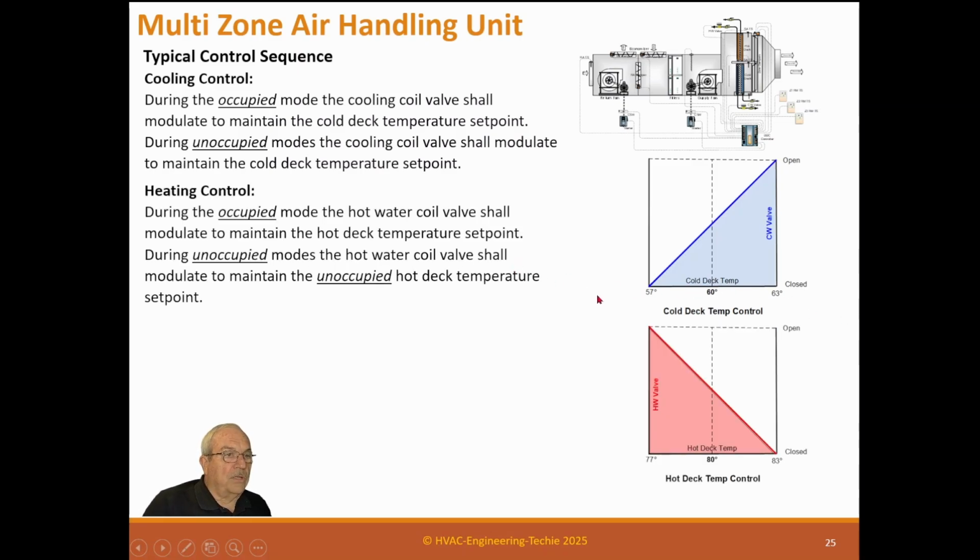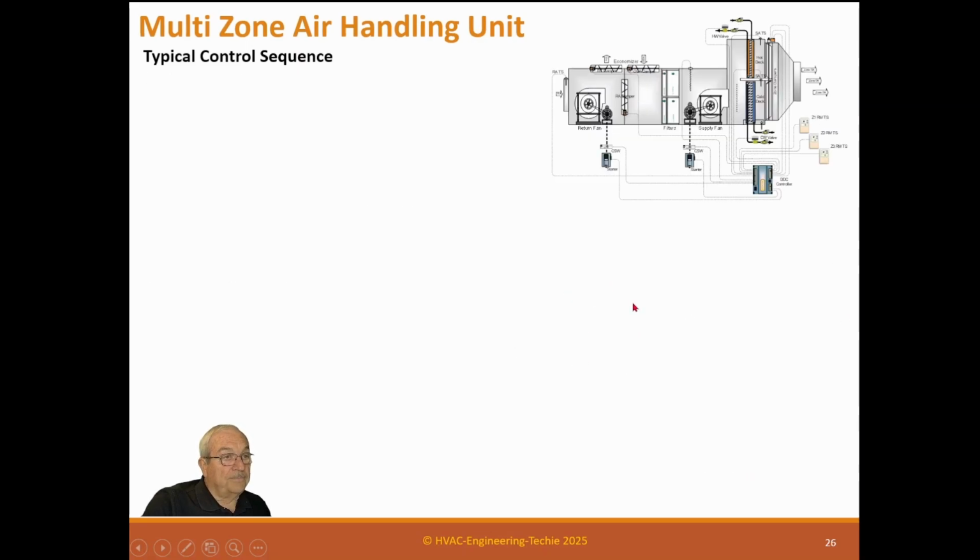Heating control. During occupied mode, the hot water coil valve should modulate to maintain the hot deck temperature set point, and the same during unoccupied. And here's 80 degrees. So we're doing this again. We're trying to maintain the hot deck temperature as a return air temperature so we can use the heat of the building to heat wherever we need to. And of course, if that's not enough heat on any zone, then we have to reset the hot water up.